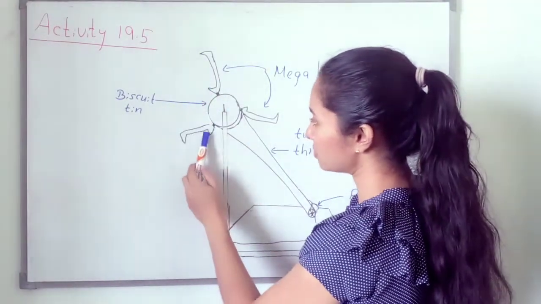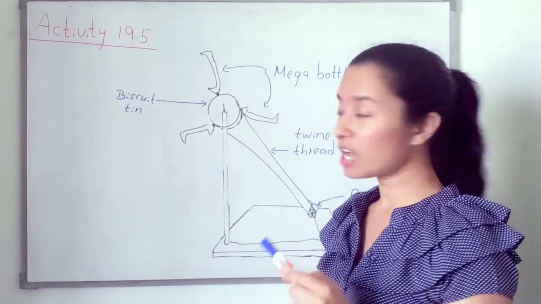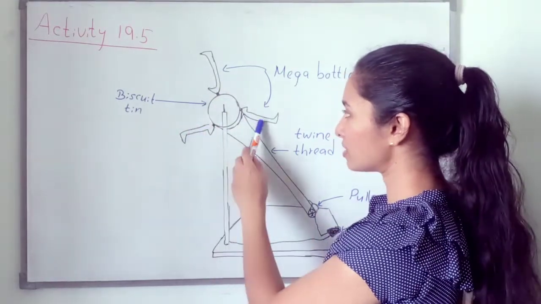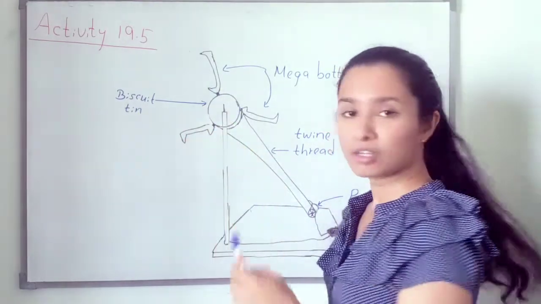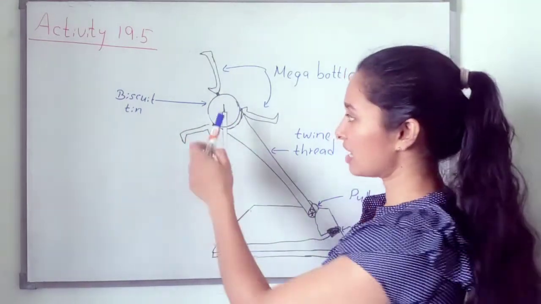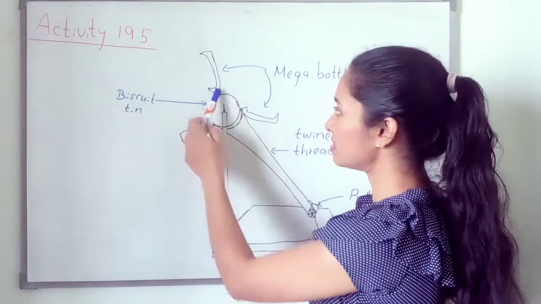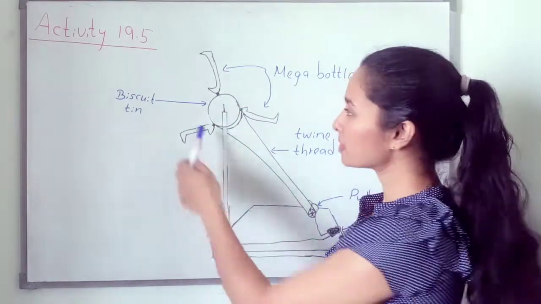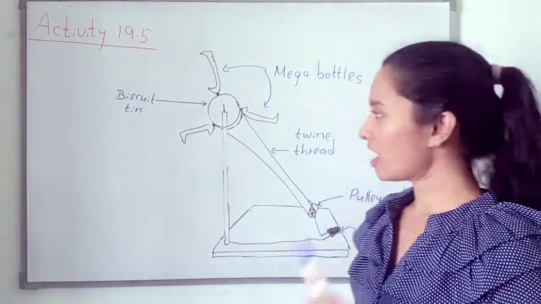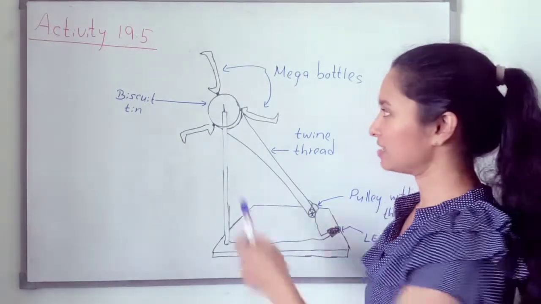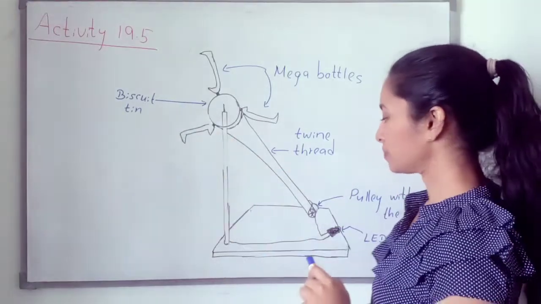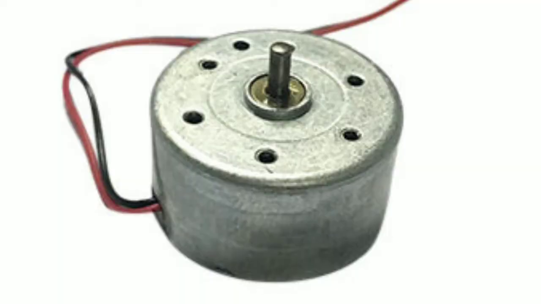These are the mega bottles, you can see. We have to cut these mega bottles into this shape. And we have to fix these 3 mega bottles to the biscuit tin using the lids, and we can use nails. Using nails and lids we can fix these 3 mega bottles to the biscuit tin. Okay, now we have prepared a turbine. This is a small turbine.